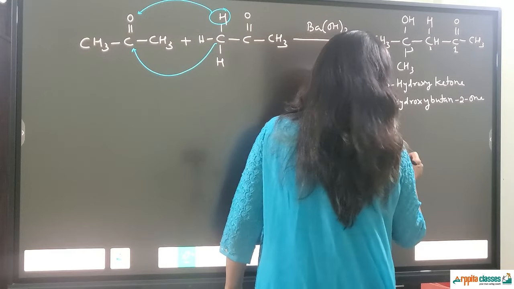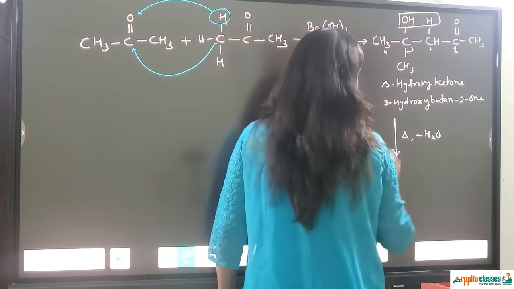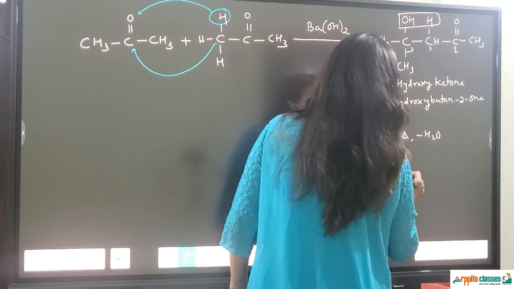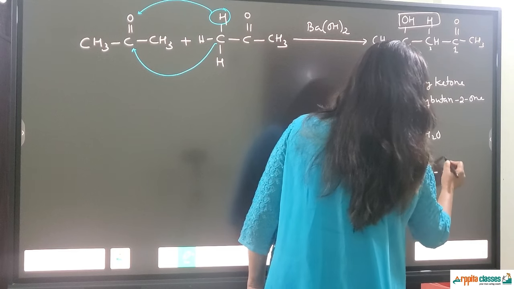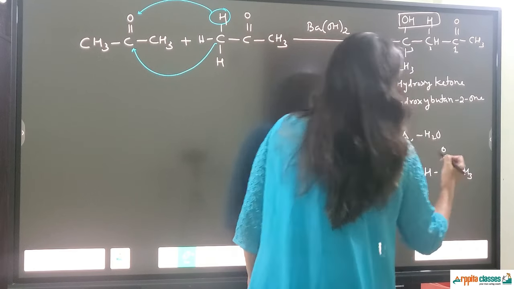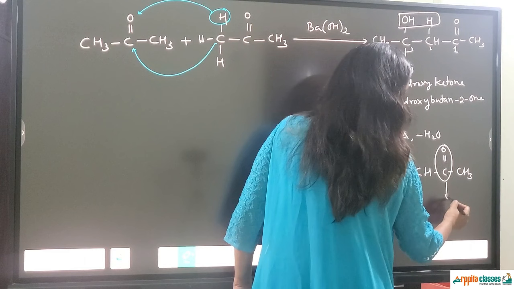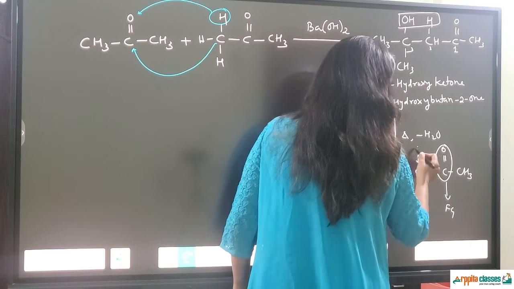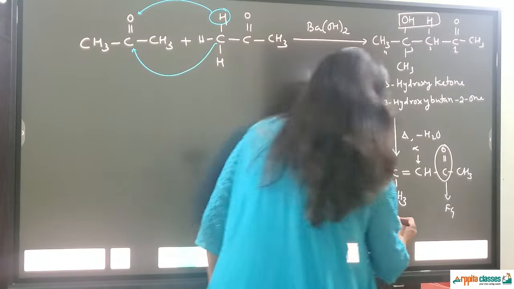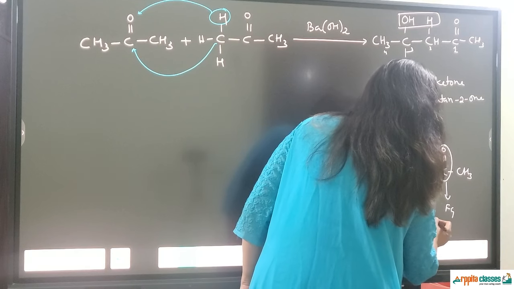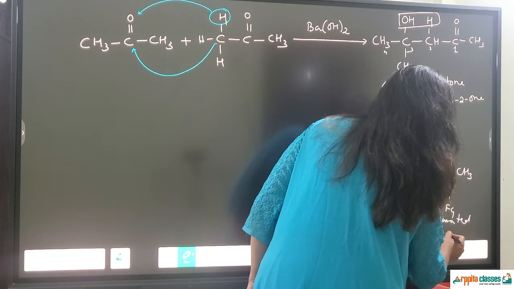Now when you heat this, a water molecule is eliminated, H and OH. So you get CH3C, there is a CH3 down, there is a double bond CH, C double bond O, CH3. So this is alpha beta unsaturated because this is the functional group. The adjacent carbon is alpha carbon. This is beta carbon. So this is an alpha beta unsaturated ketone. So you get alpha beta unsaturated ketone.